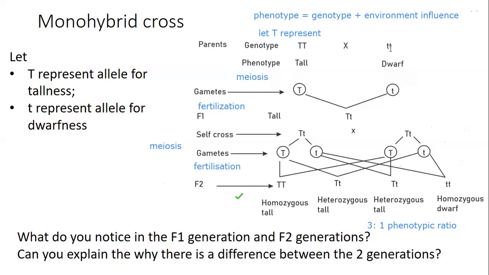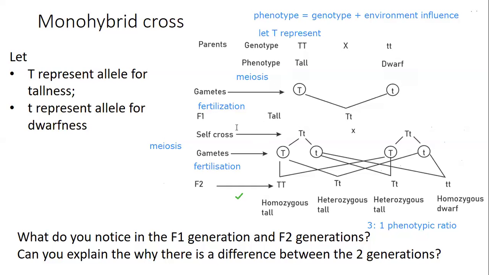Now, when these gametes are formed, they undergo fertilization. The capital T will fuse with a small t, and then we have this. The offspring of two pure breeds we call the first filial generation, the F1 generation. F1 means first filial generation. All of them are going to appear tall phenotypically, but genotypically, what we don't see on the outside is that they are actually heterozygous. If we want to prove they are heterozygous, we must carry out a test cross.